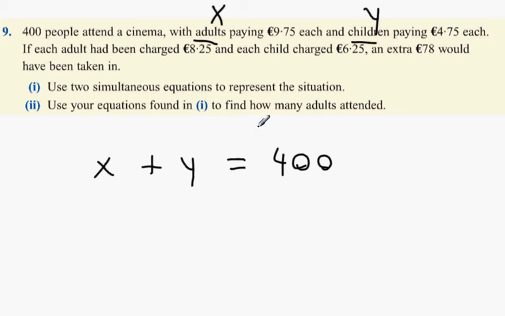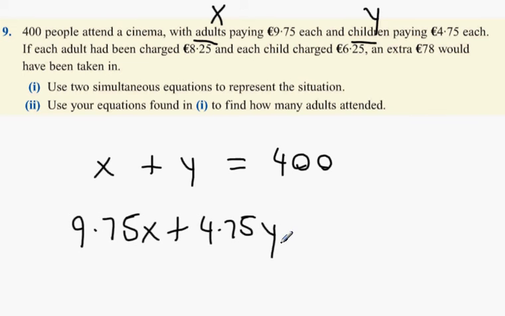Okay, we know that if they get charged the normal rates, it's 9.75x plus 4.75y. That's basically the two of them, that's how much they get charged: 9.75 multiplied by the number of adults, 4.75 multiplied by the number of children.